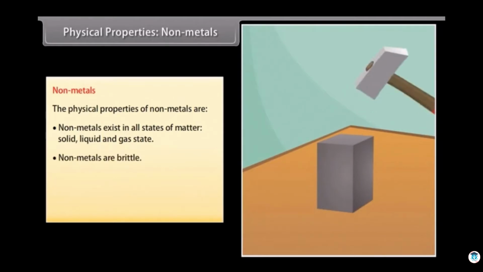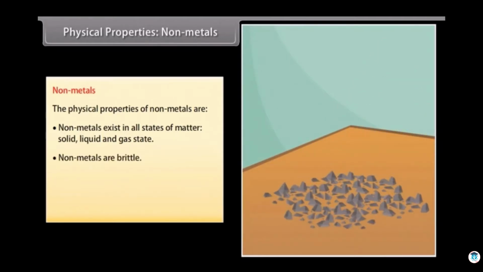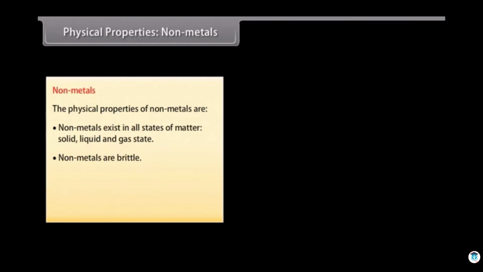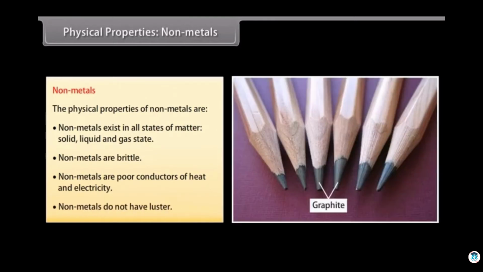Non-malleable and non-ductile. Non-metals are brittle and cannot be rolled into wires or beaten into sheets. Poor conductors of heat and electricity. Non-metals are poor conductors of heat and electricity. Graphite, carbon, is an exception as it is a good conductor of electricity and is used in making electrodes. Luster. Non-metals have no metallic luster and do not reflect light.